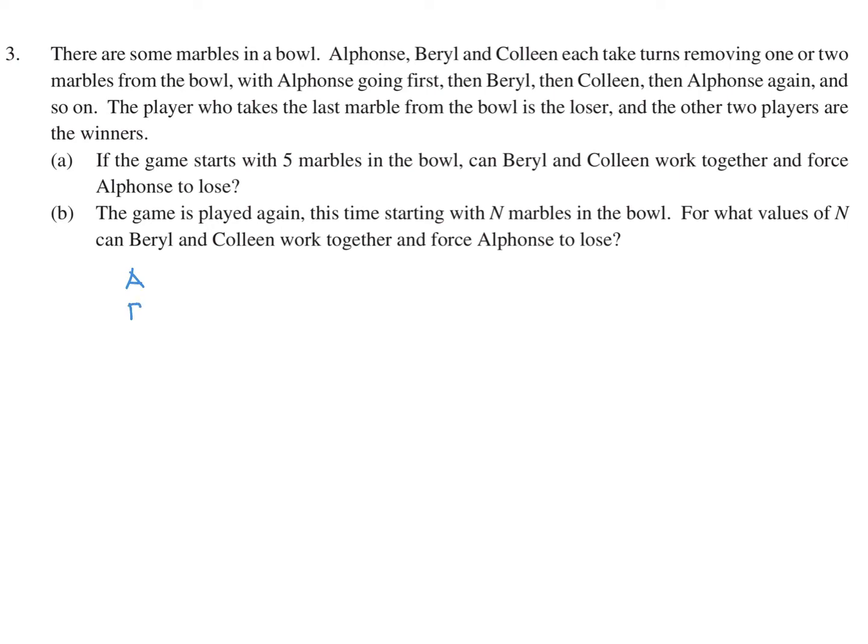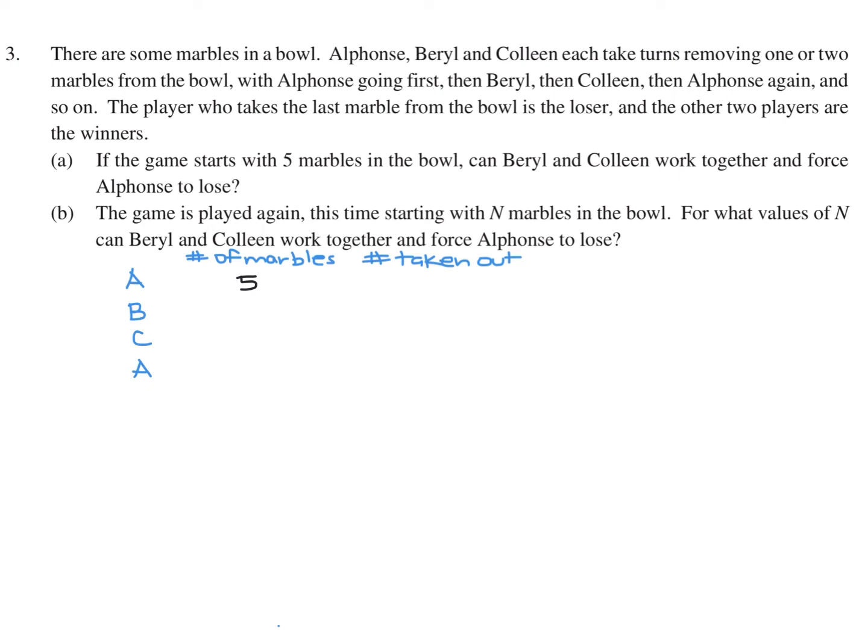Well, let's see. A, B, C, Alphonse, Beryl, and Colleen, and then A again. And then we'll start off with the number of marbles in the beginning, and then the number taken out. So let's start off with our 5 marbles and see what kind of scenario we can create where Beryl and Colleen are working together to force Alphonse to lose. So he starts off with 5. Okay. Let's say he removes 1, because he removes either 1 or 2. So let's see what happens.